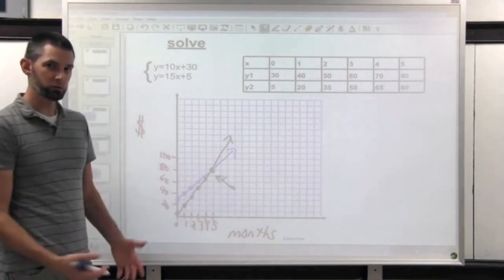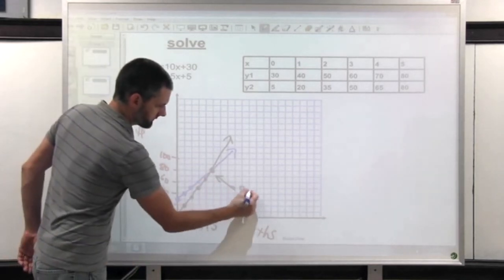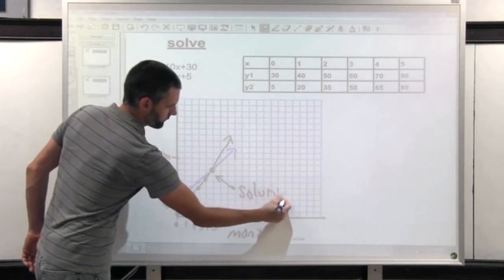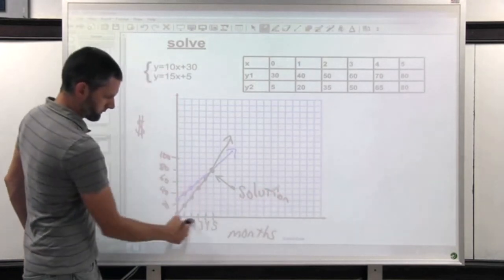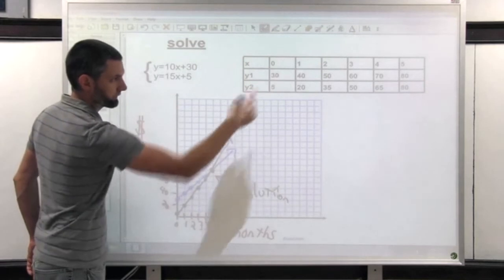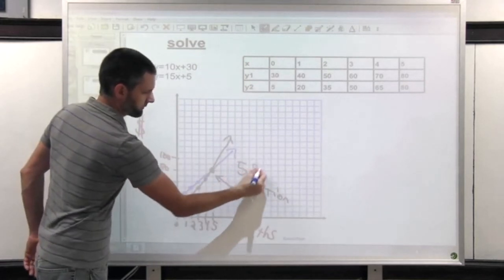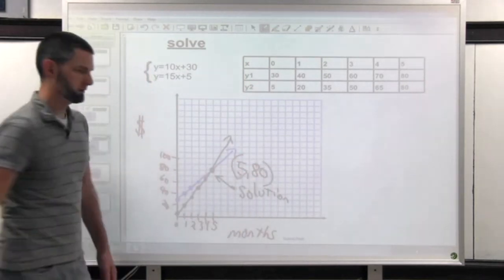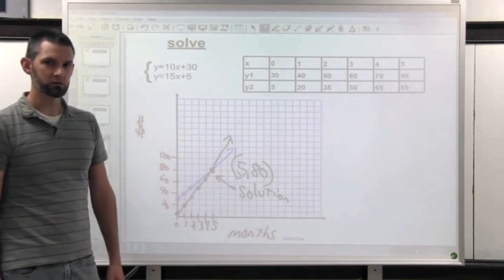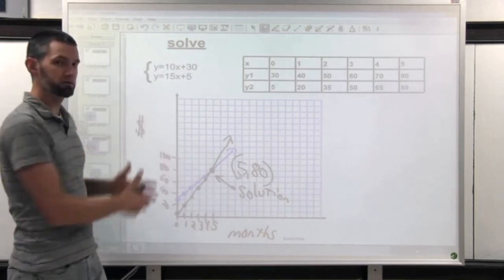That point where the two lines intersect is called the solution. We already said that the solution was 580 when we looked in the table, and by graphing those two lines we also see that 580 is the solution, the point where the two lines intersect.